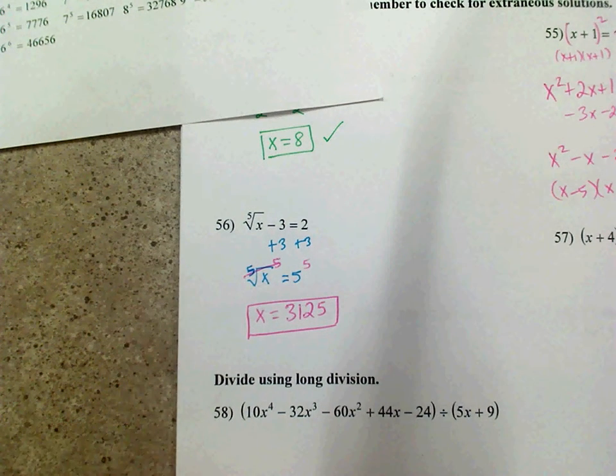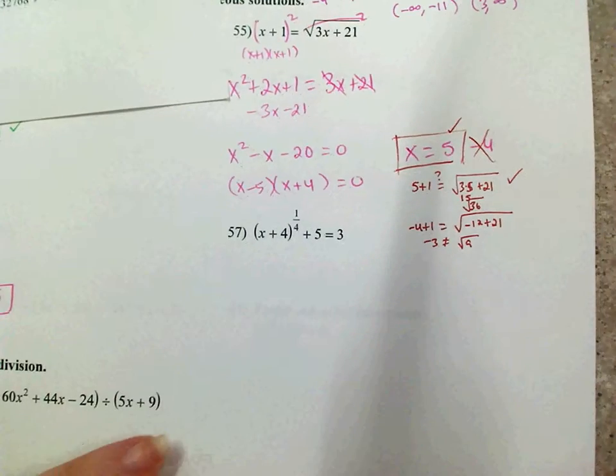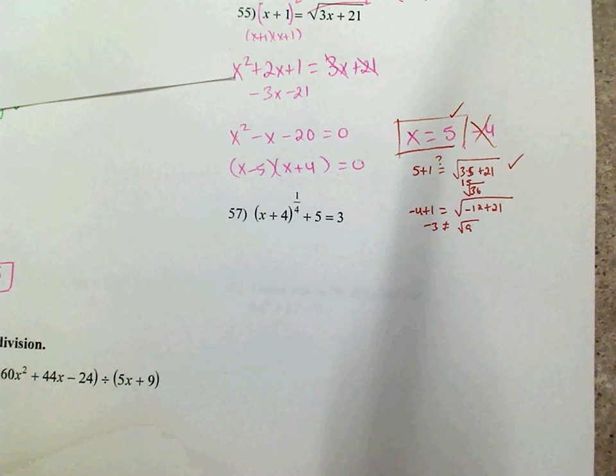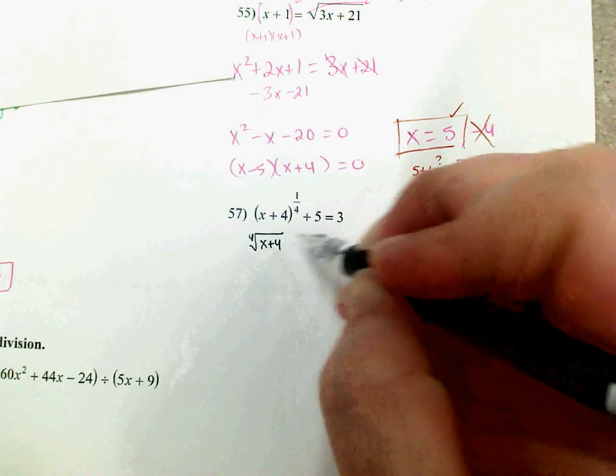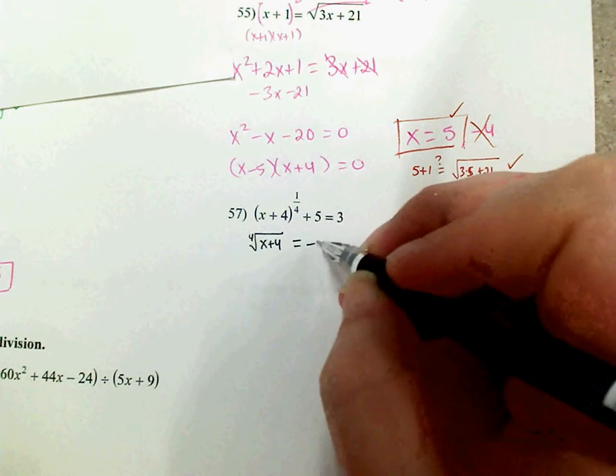Okay, number 57. X plus 4 to the 1/4. Raising it to the 1/4 is just like taking the fourth root of something. So this is technically the fourth root of x plus 4. And then I'm going to subtract the 5 and get negative 2.